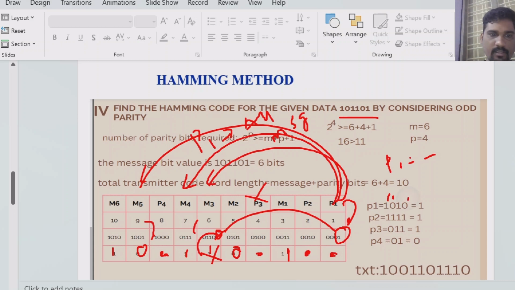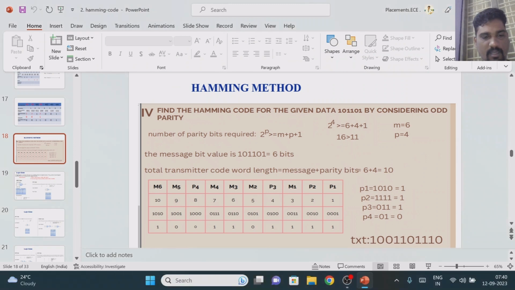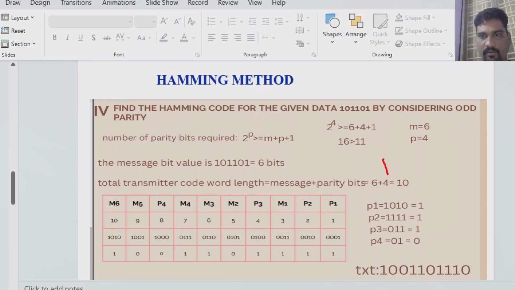So compare P1 with M6. It is not matching, so skip the value, right? So after finding the P1 values, this is the combination we got. Initially we don't know the P1 value, right? Then after comparing we got 1 0 1 0.